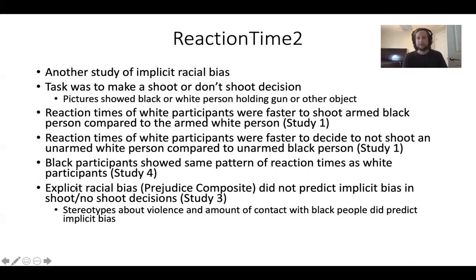What's kind of interesting but also problematic is that implicit tasks, like the three that I've talked about this week, are notoriously bad at predicting people's explicit racism. So if you say, yeah, I'm explicitly racist against this group, or I hold biases against this group, that does not necessarily predict that you're going to show a shooter bias. I think it says it right here. Yeah, explicit racial bias, which they call prejudice composite, did not correlate with reaction times in this study. Bias is illustrated by the difference in reaction time between black or white people on the screen, depending on whether they're armed or not.